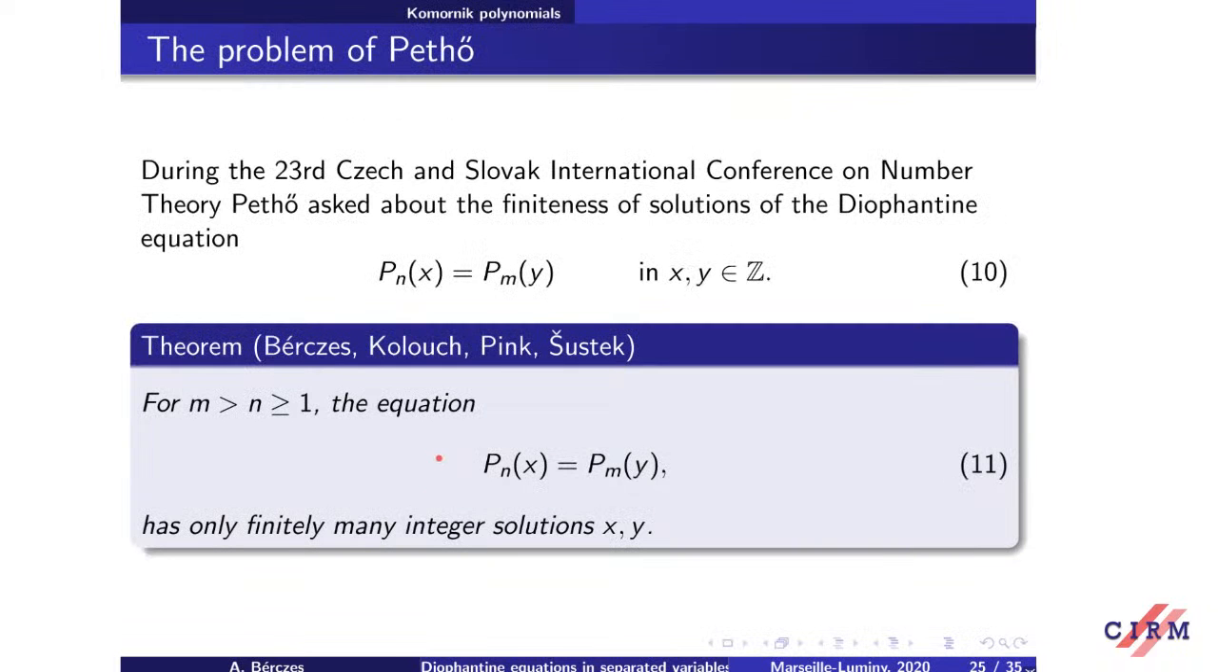So after these auxiliary properties, let us show the results concerning Diophantine equations containing Komornik polynomials. The problem originates from Attila Pethő, who asked in a conference about the finiteness of the number of solutions of P_n(x) equals P_m(y). With Kolus, Pink, and Szustek, we did prove that the equation P_n(x) equals P_m(y) has always finitely many integer solutions.